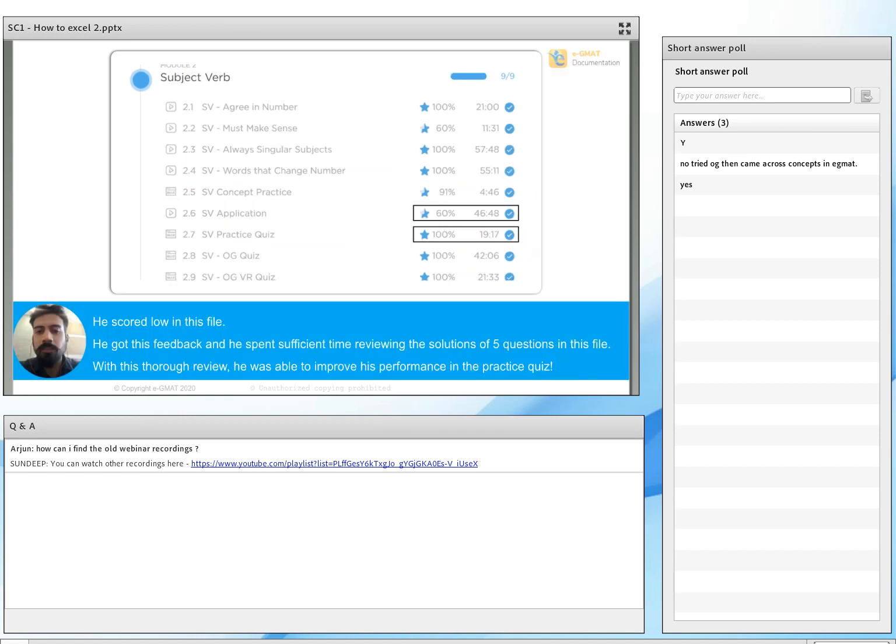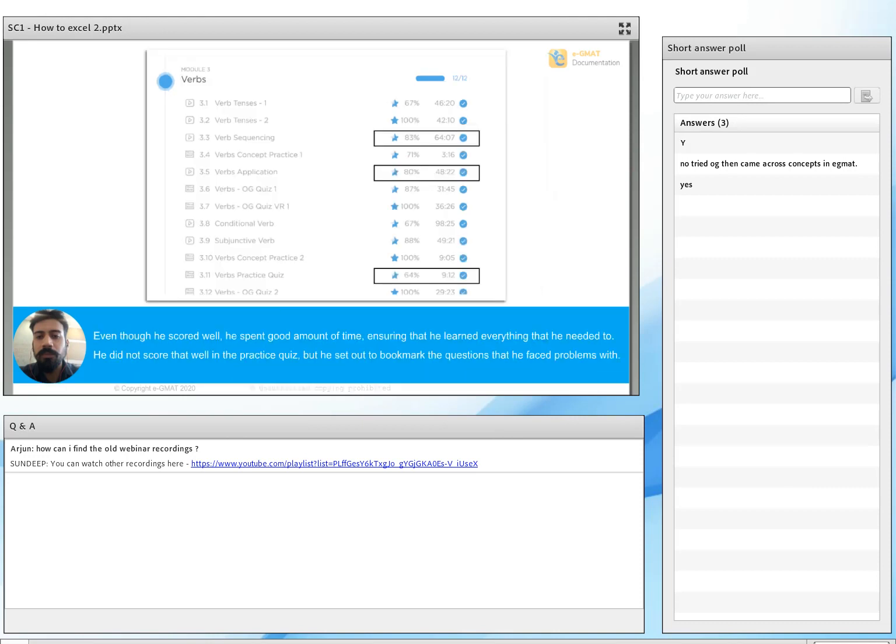Okay. Now, in this case, this guy scored low over here, but look at the amount of time he spent. He clearly spent time revising this, which is why he was able to get 100% in the following practice case. So there's this reinforcement right away. This is the verbs module. Very, very similar journey. He didn't do as well over here, and then he did very well over here. And we're going to really see why and how he improved on the mistakes in this case. But by the way, look at the amount of time this guy is spending on verb sequencing and verbs application. Again, very, very intense modules.